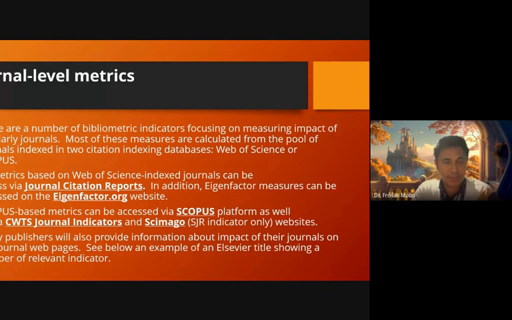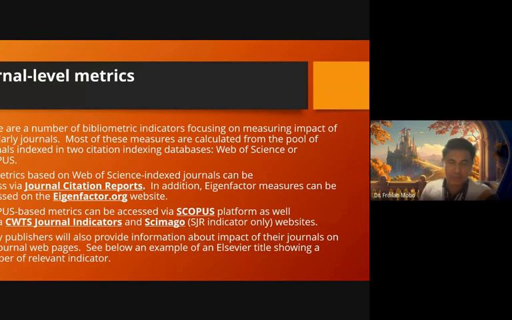Another, on journal-level metrics, there are hundreds of bibliometric indicators focusing on measuring the impact of a scholarly journal. Most of these measures are calculated from the journals indexed in citation indexing databases. For example, the common popular ones are the Web of Science or Scopus, because they have their own strategy. In the Web of Science, they have their own identity, which I think is Publons, already part of Clarivate Analytics. So if you have, for example, citations, they will be reflected there. Even the review credits are also in there.